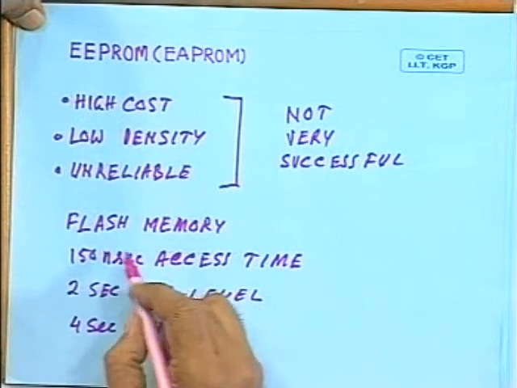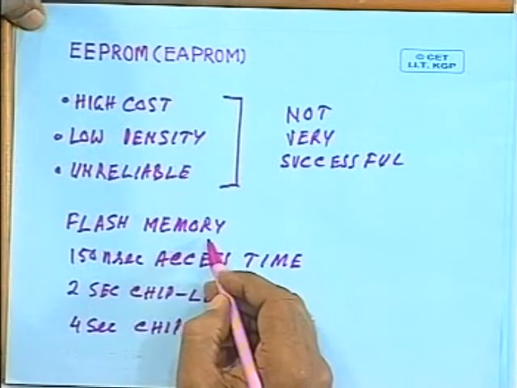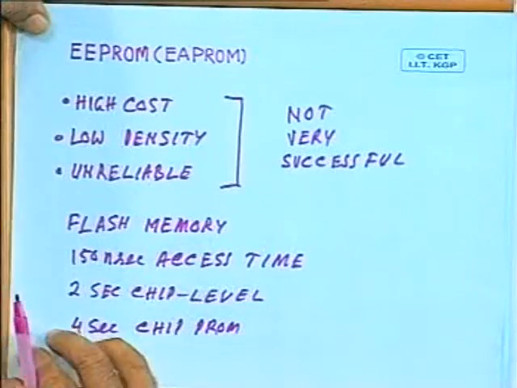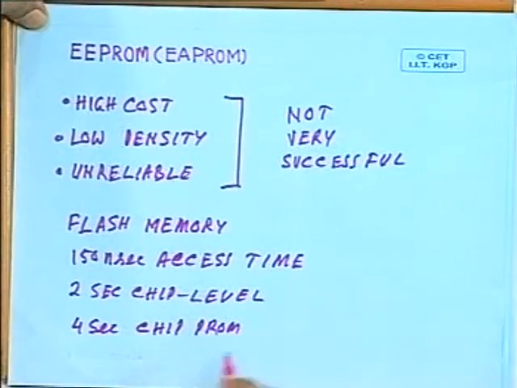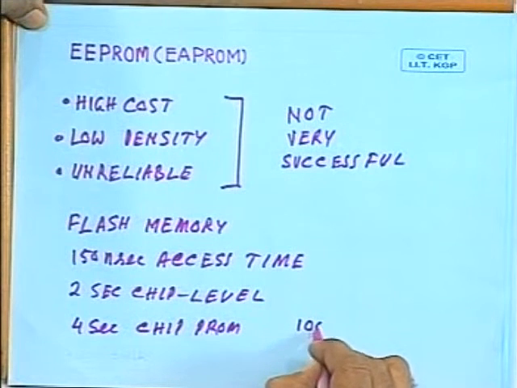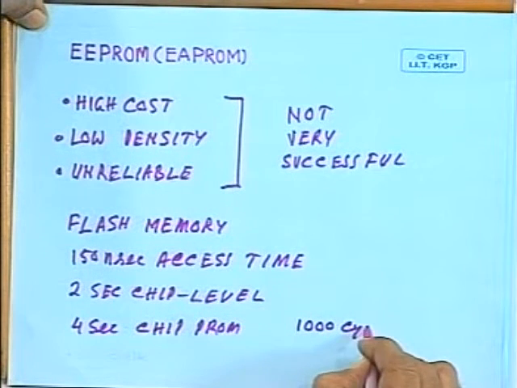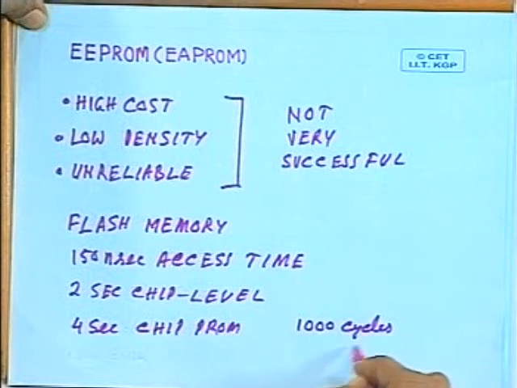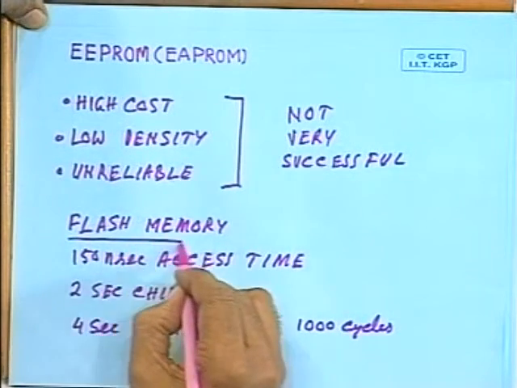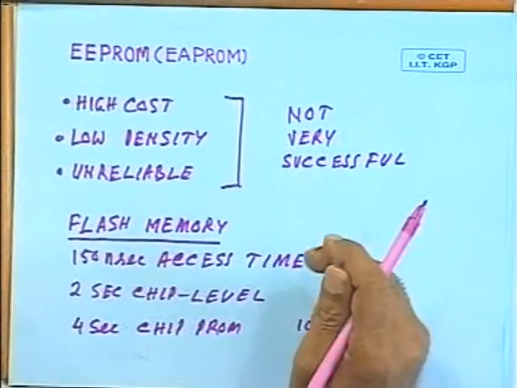And the advantage of flash memory is that you can write over and over again. You can modify the contents over and over again, and at the same time it is non-volatile, and you can do 1,000 cycles of erasing and writing. So flash memory is becoming very popular and is being widely used in most embedded systems nowadays.